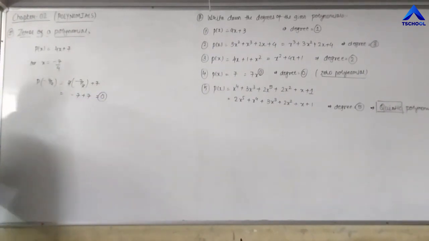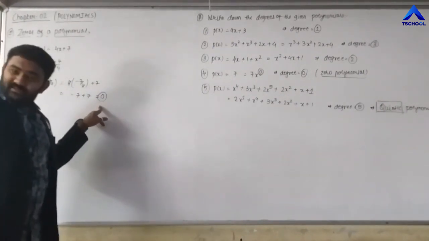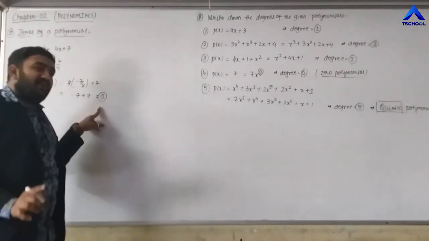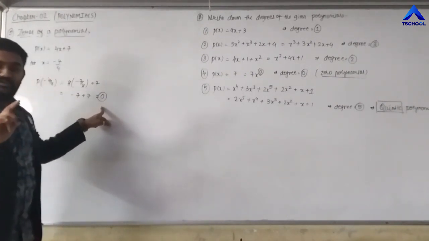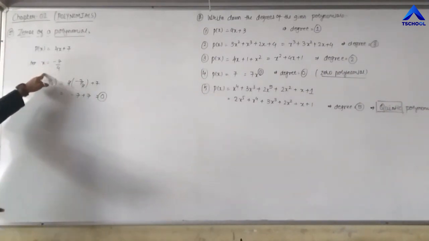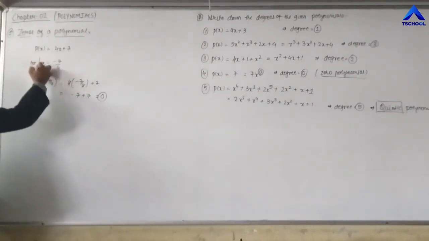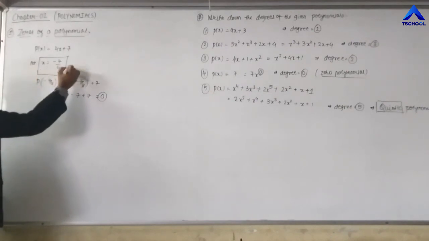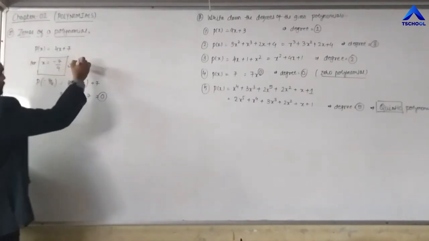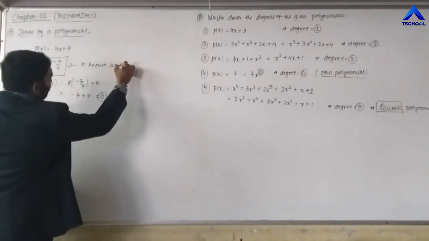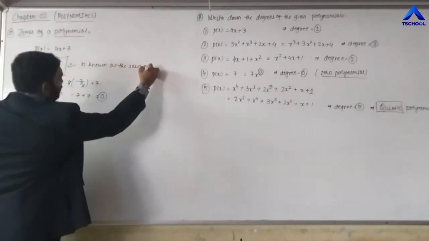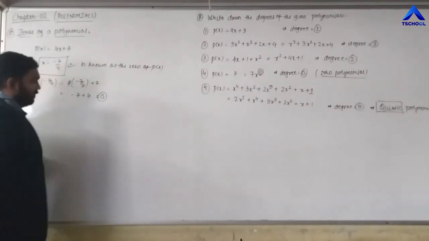Good. So what did I get here? 0. What is 0 here? The value of the polynomial is 0 here, at x equals minus 7 by 4. So this value here is known as the 0 of the given p of x.